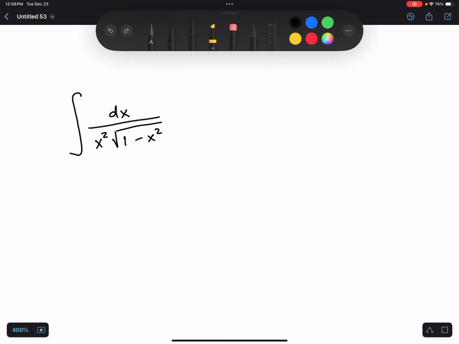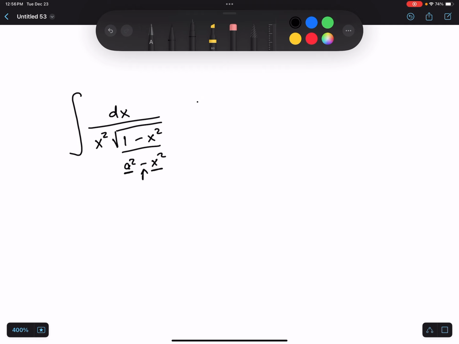We're given the integral dx over x squared times the square root of 1 minus x squared. And this here under the radical indicates that we're dealing with a trig sub problem. We have a squared minus x squared. And because we're dealing with a subtraction, that indicates that we're dealing with a secant or a sine trig sub. Starting with a before x, that tells us that of the two, it is a sine trig sub.